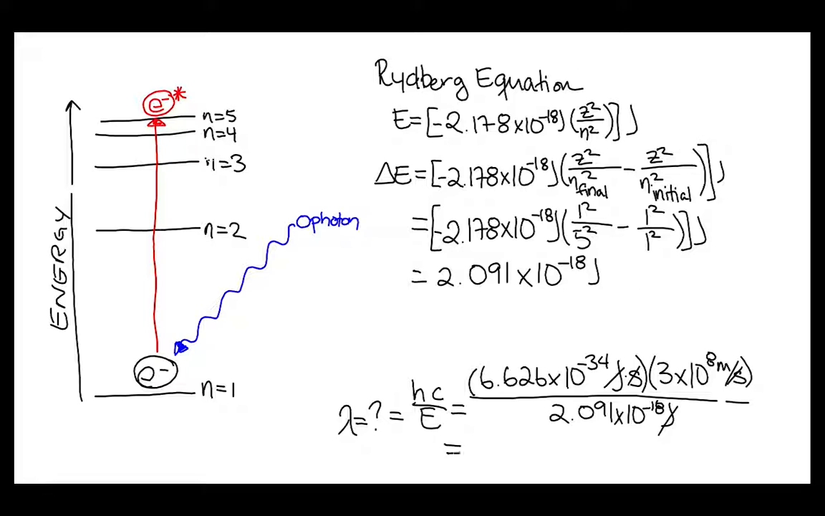The wavelength of light necessary to do this excitation is equal to 9.506 times 10 to the negative 8 meters. Or if we were to just shorten it, it would be 95 nanometers.